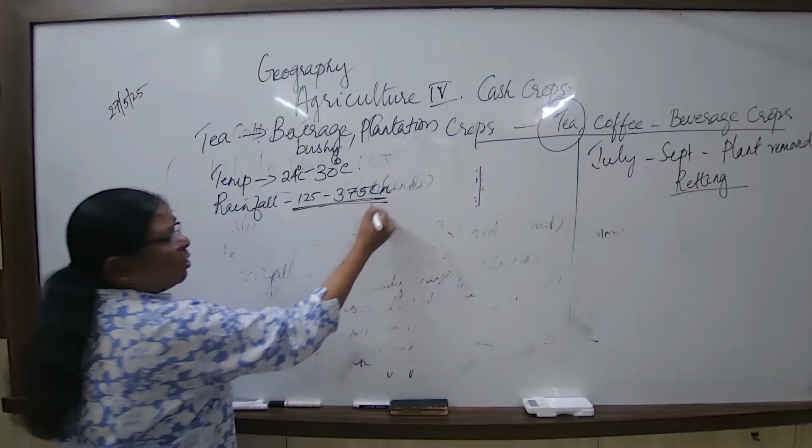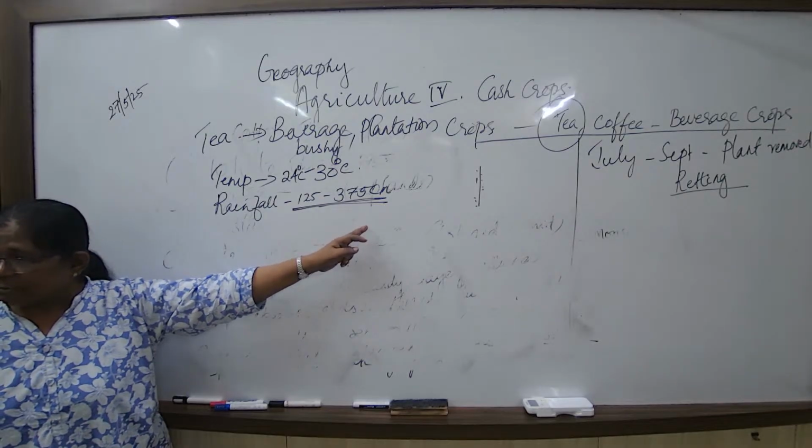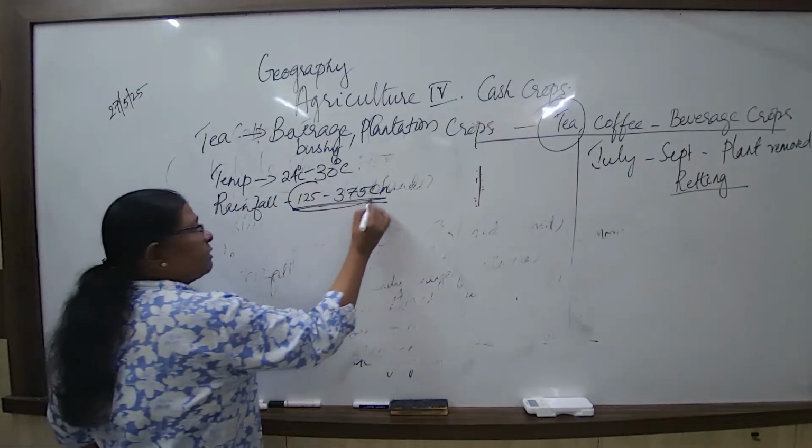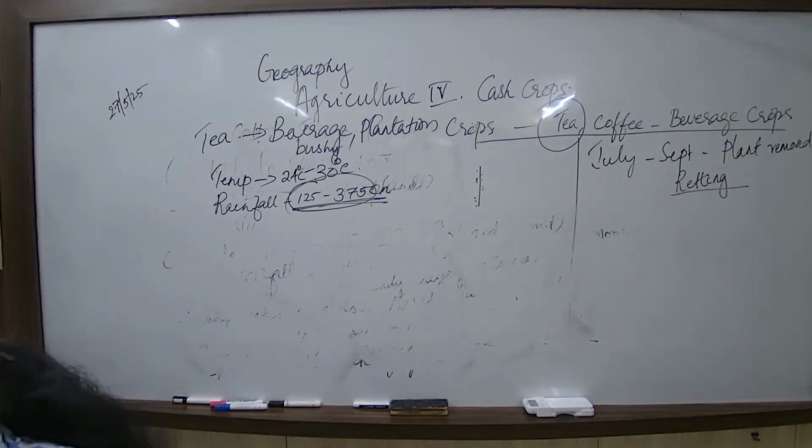When we study almost all the crops, this much high rainfall requirement is not found, so you have to learn it. Tea requires about 125 to 375 centimeters of annual rainfall. Over here it is given at least 150 centimeters throughout the year, evenly distributed.